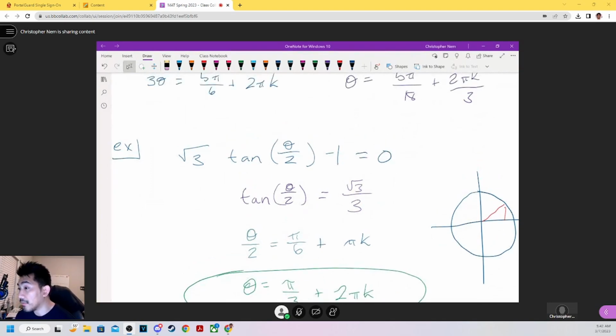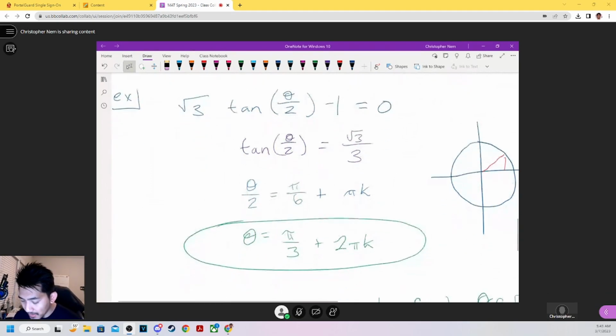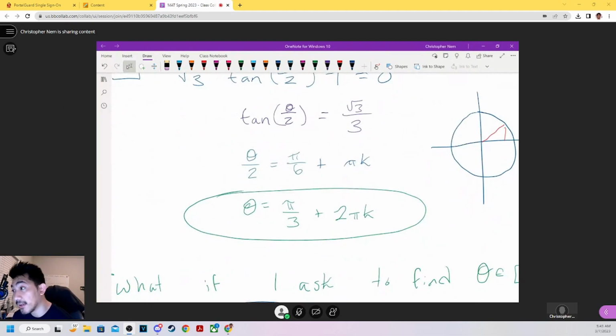It's also located at pi over 3 really, but I don't need to say the other one because tangent has a period of every pi. I'm just going to do pi over 6 plus pi k. I don't need to have 2 sets of solutions for tangent in particular. I only need one, because once I cover half of a circle, I get to the next solution. And now I'm going to multiply everything by 2, and I get pi over 3 plus 2 pi k.